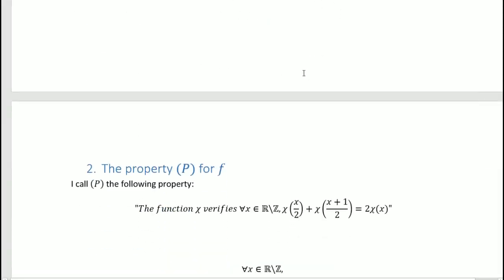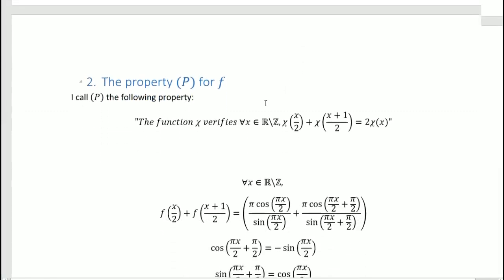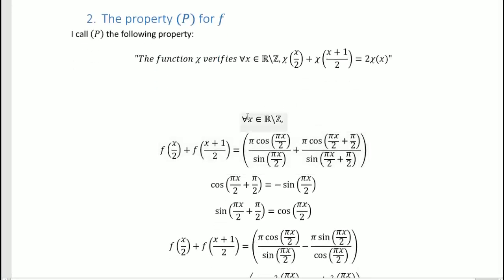Okay, so let's move on to part 2. The property P for f. So I call P the following property. The function f verifies, for all x in the reals minus the integers, f of x over 2 plus f of x plus 1 over 2 equals 2 f of x. So yeah, let's do that.